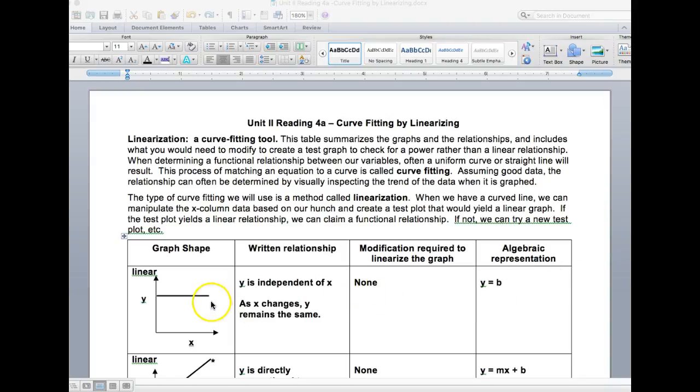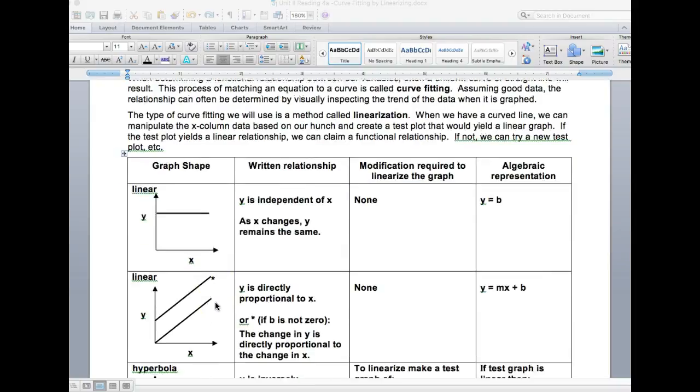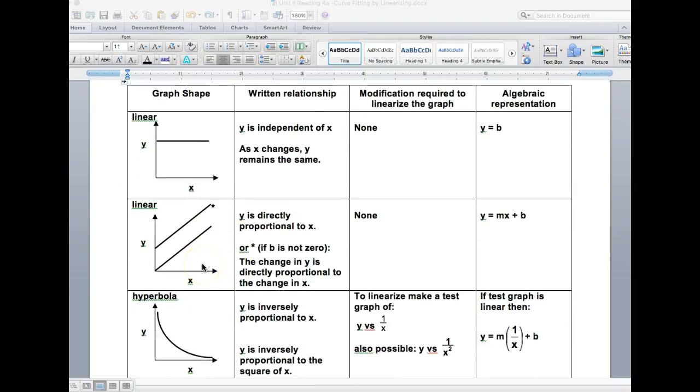Most simplest is no relationship. And there's two kinds of linear relations. There's direct, that goes right to the origin. These are directly proportional linear relationships. And then there's just plain old linear relationships that don't go to the origin.